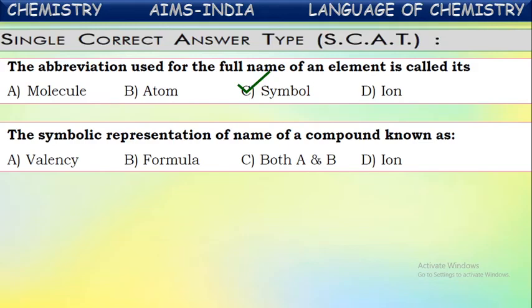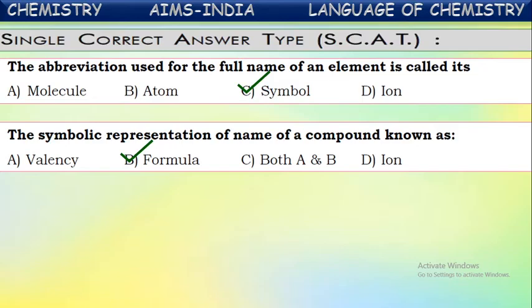The symbolic representation of the name of a compound is known as. Yes, in the same way as a symbol is given for the element's name, the name of a compound is also given some shortcut or short representation. The symbolic representation of the name of a compound is called a formula. For example, hydrogen is an element. Instead of writing hydrogen in full in all the chemical reactions, scientists have suggested a short form representation, just writing H. So if you write H in chemical reactions, that represents the element hydrogen.